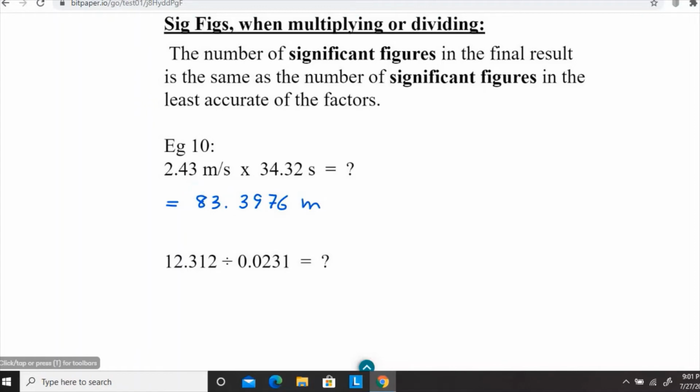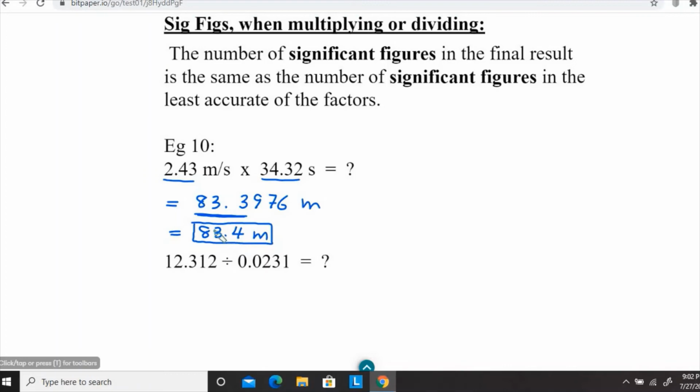However, we only consider the significant figures of the least accurate factor. So here we have 3 sig figs. In this number or factor, we have 4 significant figures. So we only look at 3 sig figs for the final result. So that means up to here. However, we are going to round it up because after 3 there's a 9. So the final answer would be 83.4 meters.